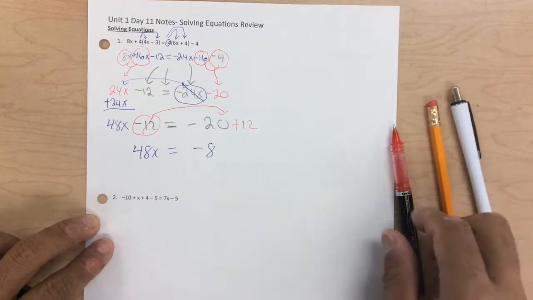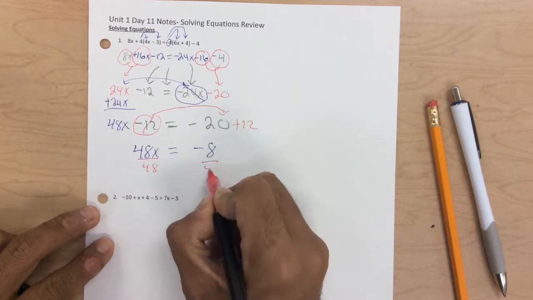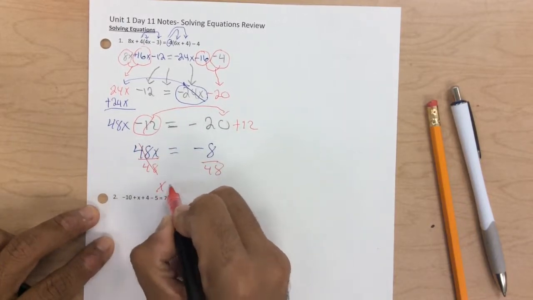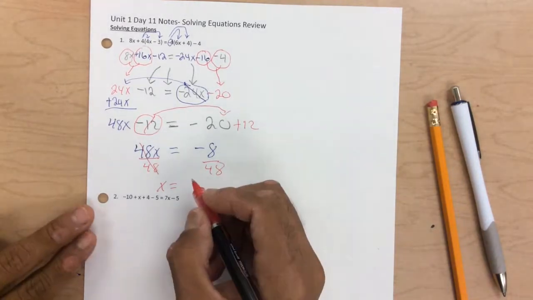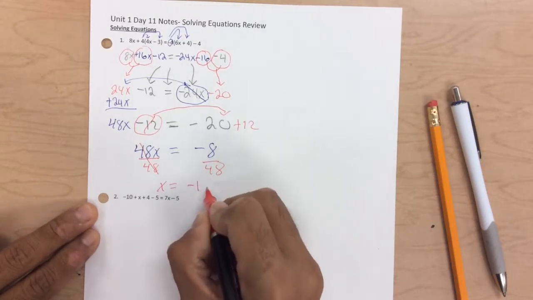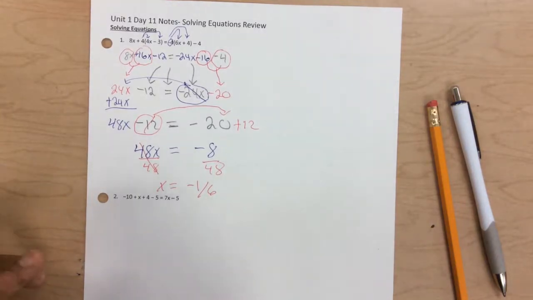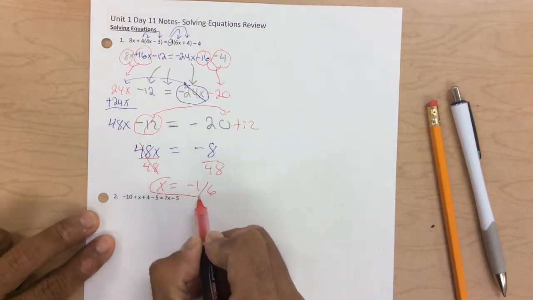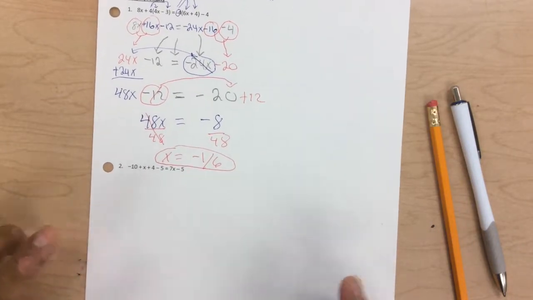Now, of course, the last step is to move the coefficient. So you want to divide by 48. So x equals negative 8 over 48. And if you simplify that as a fraction, you get negative 1 over 6. Now, of course, you could change that into a decimal, but I wouldn't recommend it because a decimal is really ugly and it goes on forever and ever. It's just messy. I would just leave it as a fraction. Okay? Moving on to example 2.